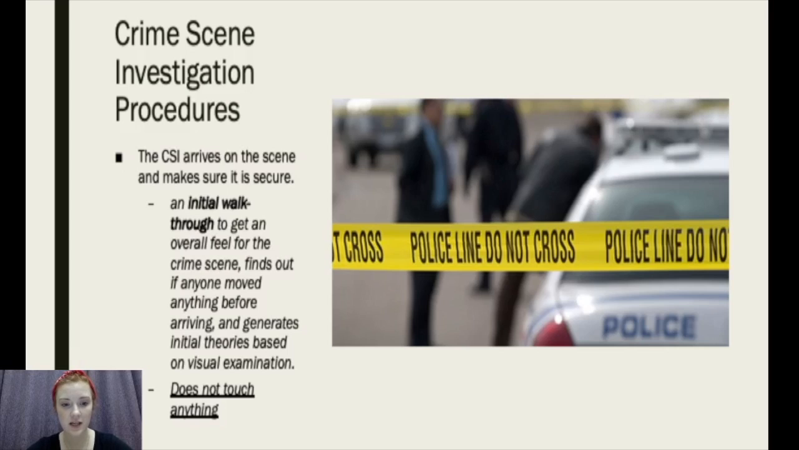So day 1 we did an intro to forensic science. Day 2 we started talking about crime scene investigation terminology. And day 3, congratulations, you're here, is going to be about crime scene investigation procedures. So we're getting deeper into how we actually investigate a crime scene.